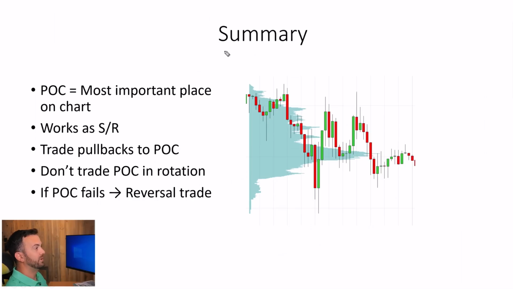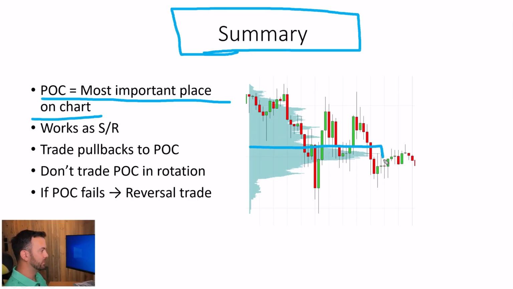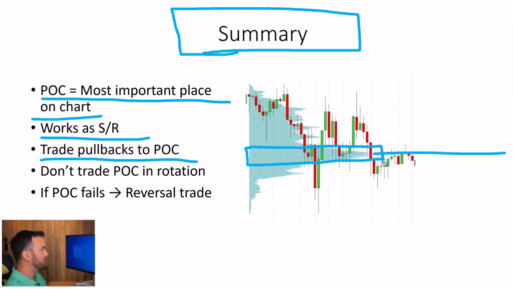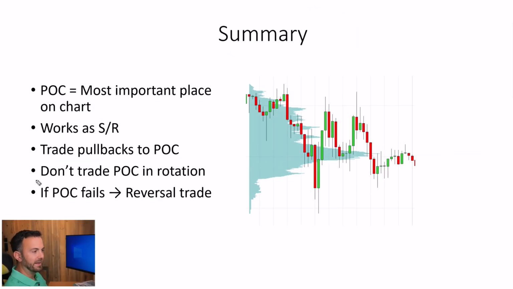Now let's do a very, very brief summary of what we talked about today, all right? So point of control, you should remember that it's the most important place on the chart because it shows where institutions are positioned. Because of this, it works as a strong support and resistance zone. And the way to trade this is you want to trade pullbacks to the point of control. This is a long trade scenario pullback. This is a short trade scenario pullback.